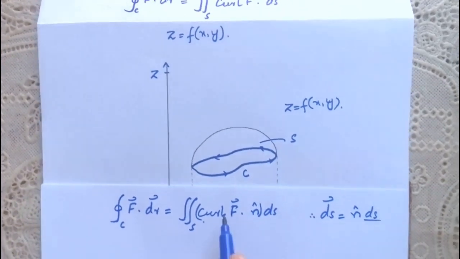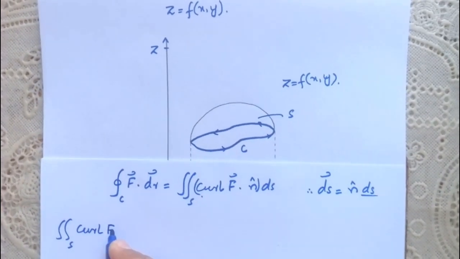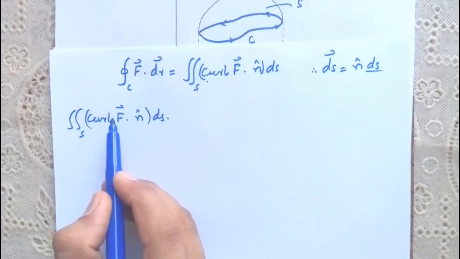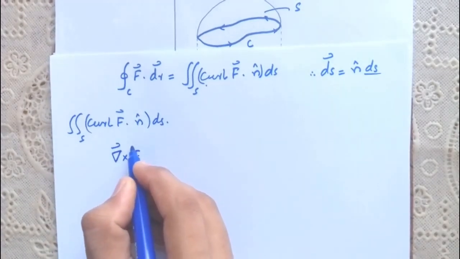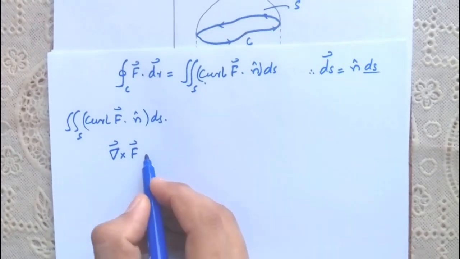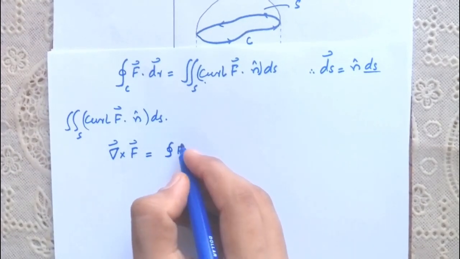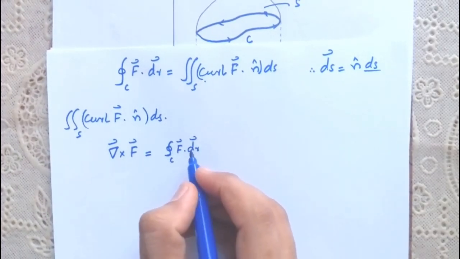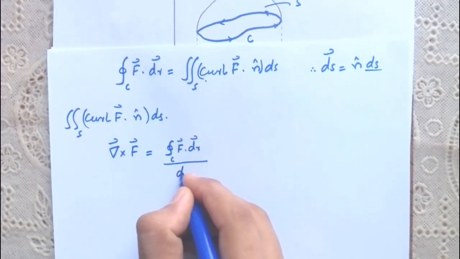Now let me take the right hand side first. So surface integral of curl F dot n cap dS. So you know curl is a vector quantity which is the cross product of del operator and vector field F, and mathematically curl of a vector field F at a point is defined as the line integral of a vector field F over the curve around this point divided by the magnitude of the region, that is dS.